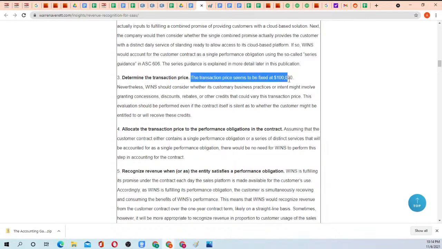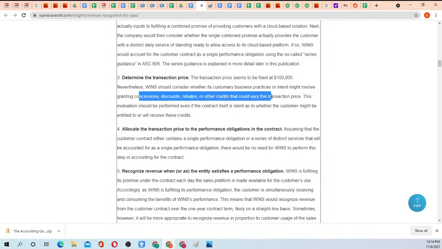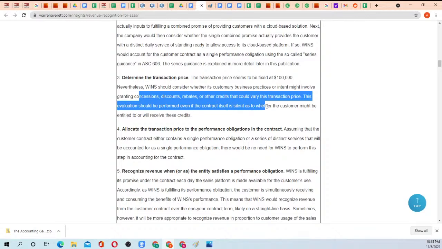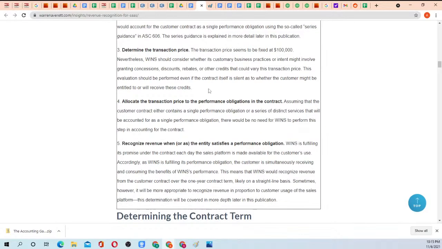Determine the transaction price. The transaction price seems to be fixed at 100,000. Nevertheless, Vince should consider whether its customary business practices or intent might involve granting concessions, discounts, rebates, or other credits that could vary the transaction price. This evaluation should be performed even if the contract itself is silent as to whether the customer might be entitled to or will receive these credits.